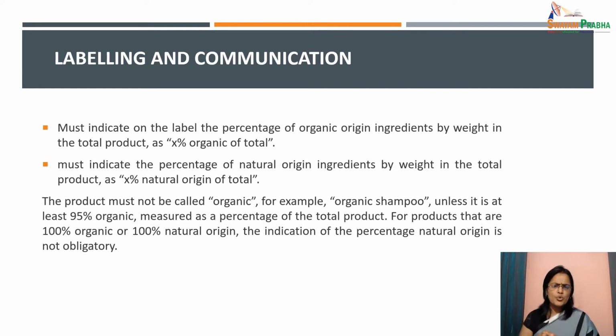The product must not be called organic, for example organic shampoo, unless it is at least 95% organic. This thing we also discussed in our first part, that organic Cosmos certification is only given when your product contains 95% organic ingredients, measured as a percentage of the total product.